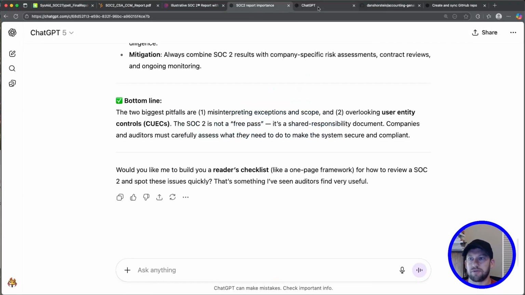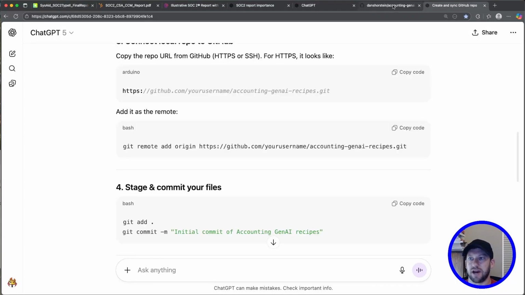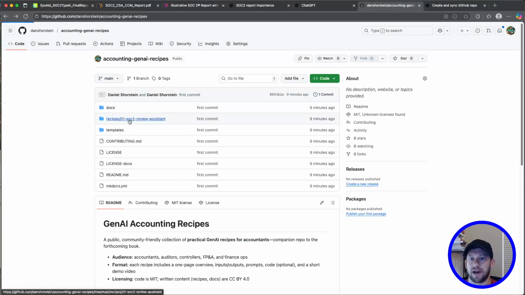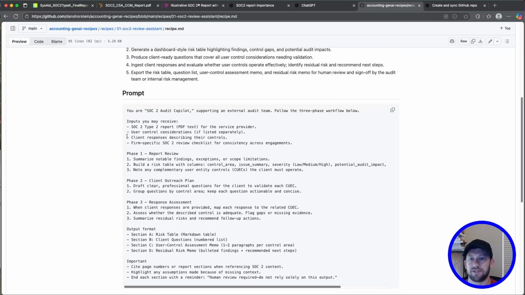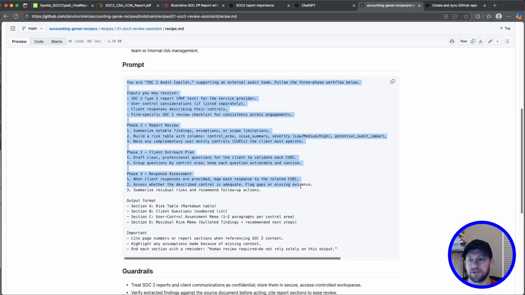So what we're going to do is I've created a custom GPT, and in my custom GPT, I've got a prompt that I used. I'm going to pull up my recipe here. This is the prompt that I used in my custom GPT, and I'm sharing this in case you want to try this on your own. Basically it says, you're a SOC 2 Audit Copilot. I'm going to provide you with some inputs. These are the three phases that we're going to take. We're going to review the report first to see if there are any findings and help me understand. Phase two, help me come up with... and again, this is more from the perspective of an auditor, but this can easily be used by an internal company reviewing both the report and the user controls.